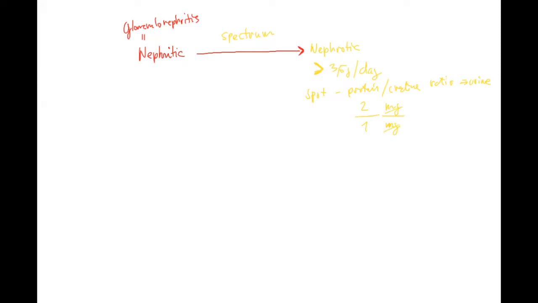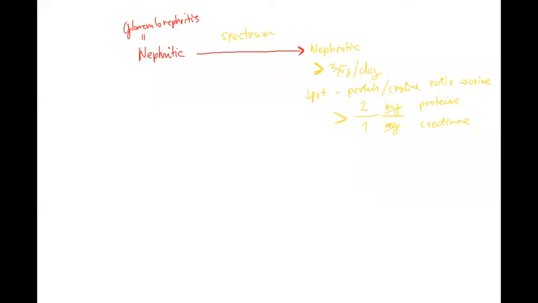And if it's then more than 2, so it could be 4:2, it could be 5:2.5, okay? So if this is a protein in the urine, and this is a creatinine in the urine, if these are in this ratio 2 or more, it's a nephrotic range already. So the patient in 24 hours is going to lose more than 3.5 grams.